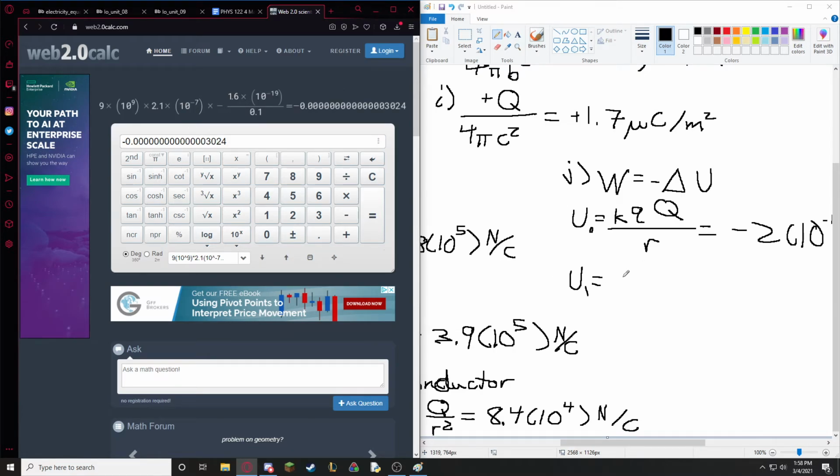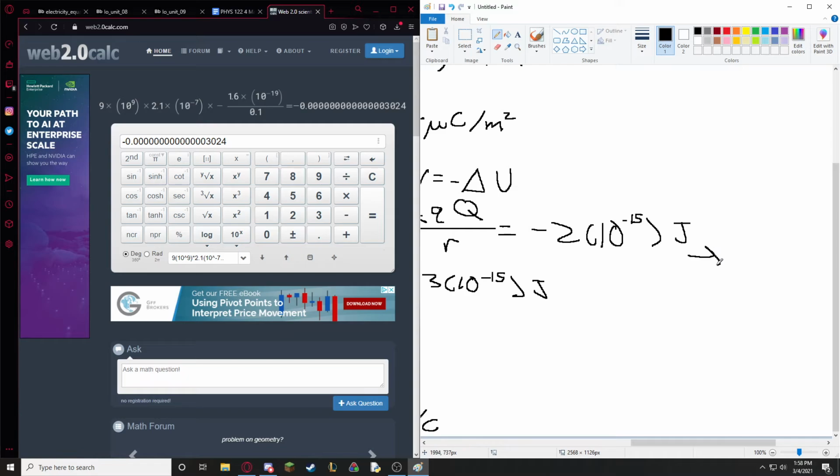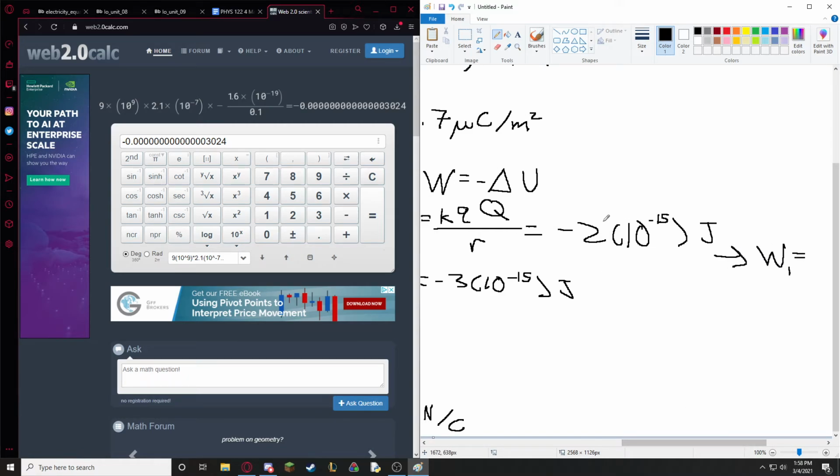We get 3 times 10 to the minus 15 joules. Obviously, negative 3 times 10 to the negative 15 joules. And so our total work 1 is going to be negative times the change. So it's going to be, what, just 10 to the minus 15 joules, right?